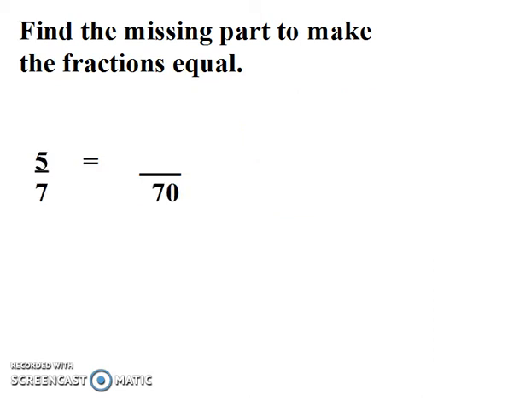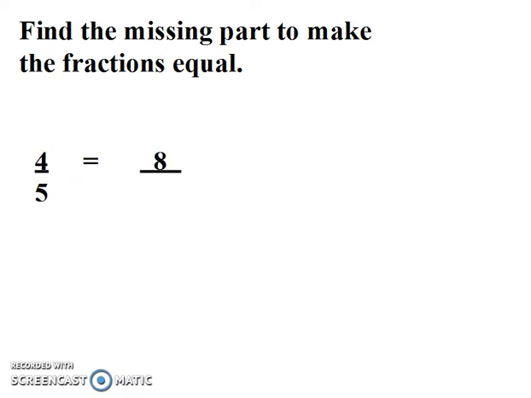Try a couple more. 7 times what equals 70? 7 times 10. So 5 times 10 equals 50. 5/7 times 10 over 10 is probably a lot nicer than the chainsaw method on that one. 5 times something equals 10. 5 times 2. So 2 times 2 equals 4. 2/5 is the same as 4/10.